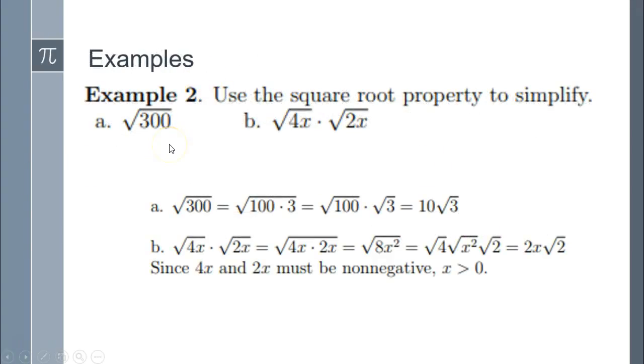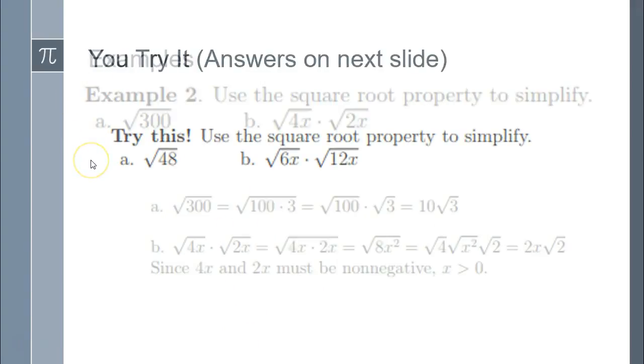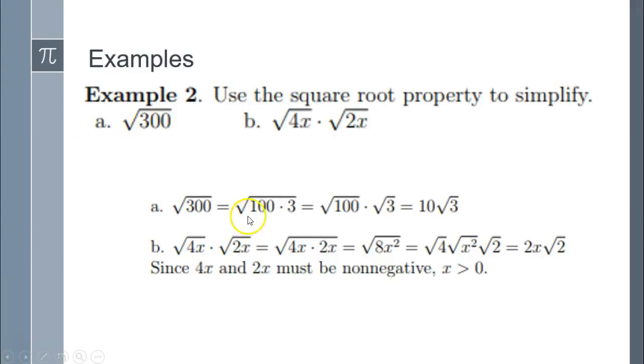So here's some more examples of using the square root property. Square root of 300. Well, perfect squares. 100 is a perfect square. So 100 times 3 is 300. I get the square root of 100 is 10. And the square root of 3 is as simple as it gets, so it's 10 square roots of 3. It's like the radical has a coefficient of 10 now.